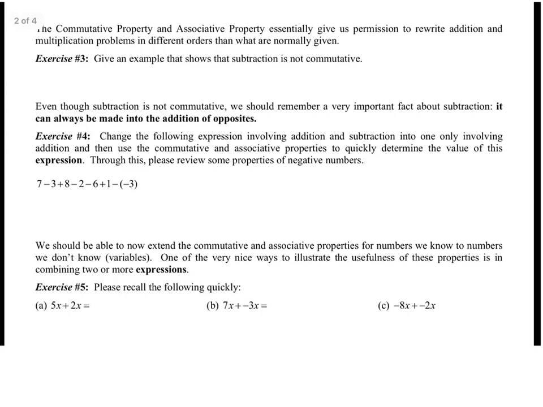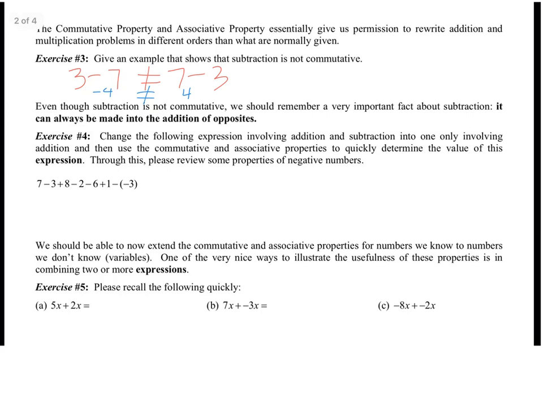So give an example that shows that subtraction is not commutative. If you can't think of one on your own, one would be that 3 minus 7 is not the same as 7 minus 3. You will notice that 3 minus 7 is negative 4, and 7 minus 3 is 4, so those are not equal. Even though subtraction is not commutative, we should remember a very important fact about subtraction. It can always be made into the addition of opposites.